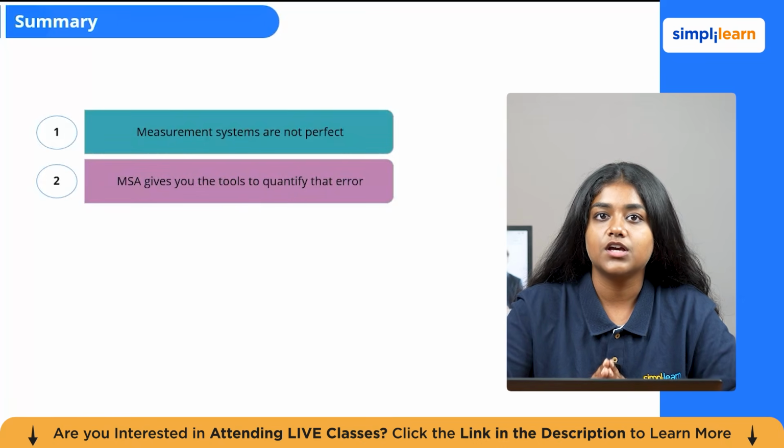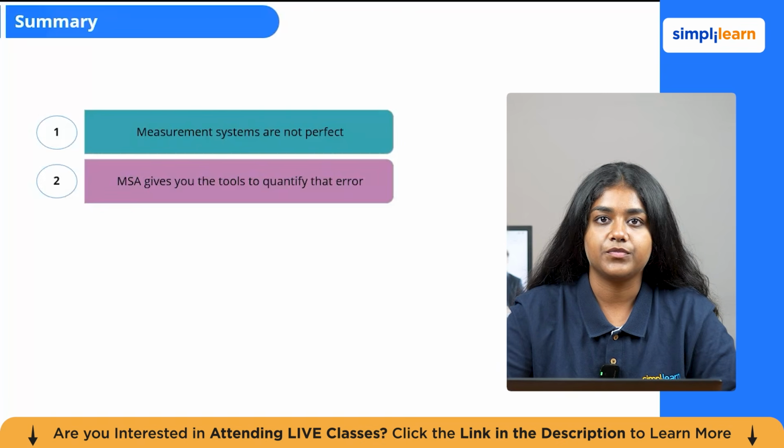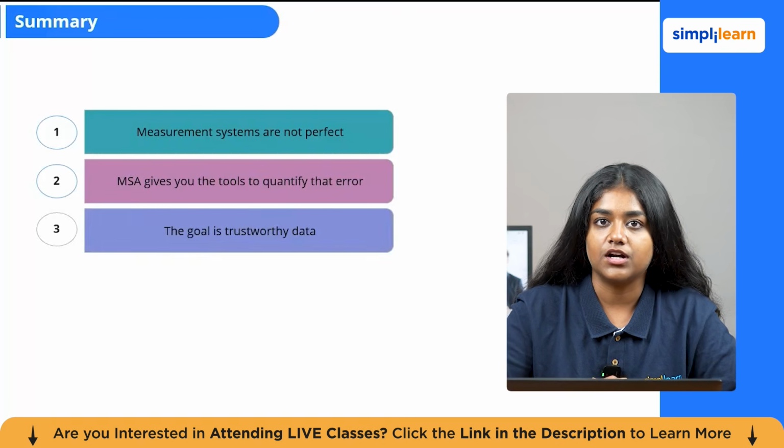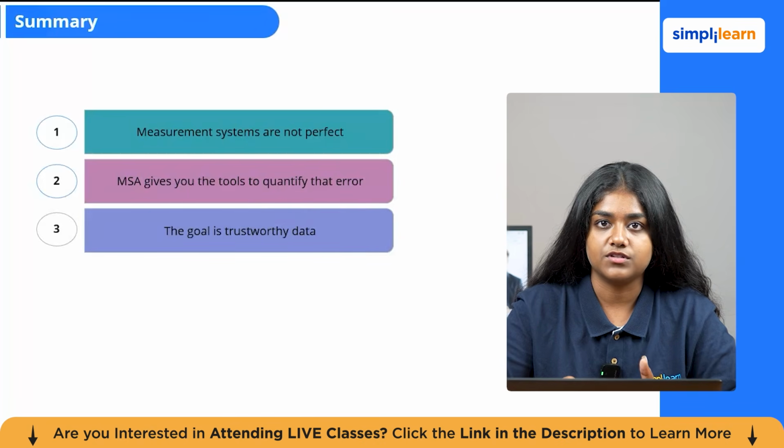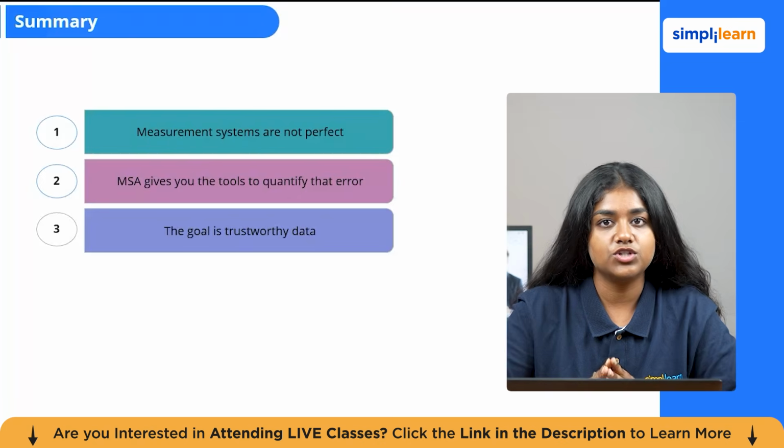Through bias analysis, you can check the accuracy. Through stability analysis, you check consistency over time. Through linearity analysis, you check accuracy across the operating range. Through Gage R&R, you check repeatability and reproducibility. Through attribute analysis, you check classification reliability. The goal is trustworthy data.